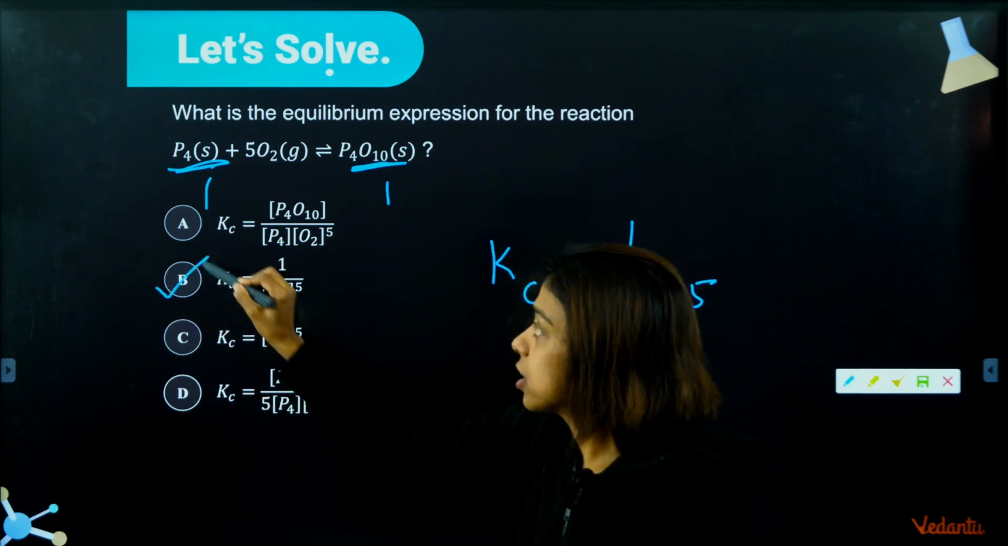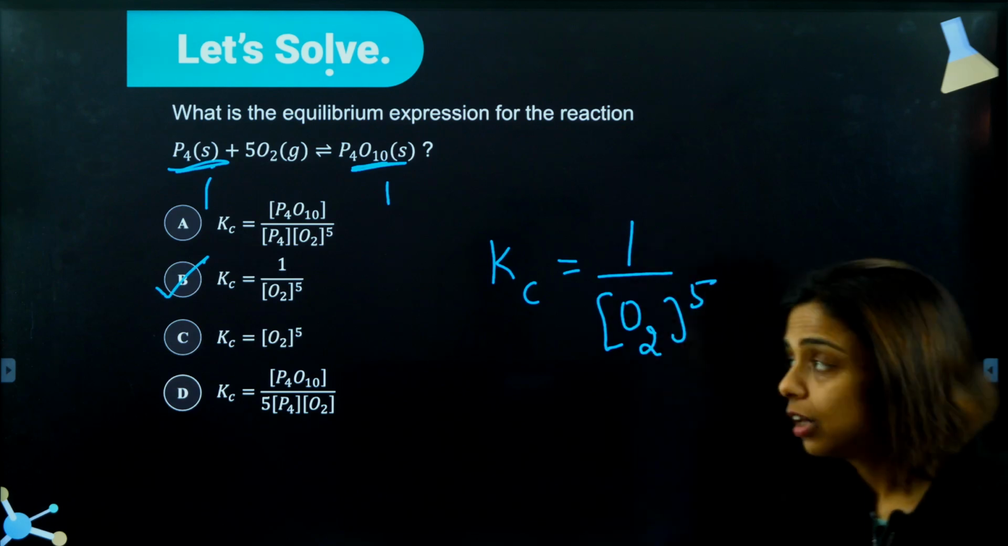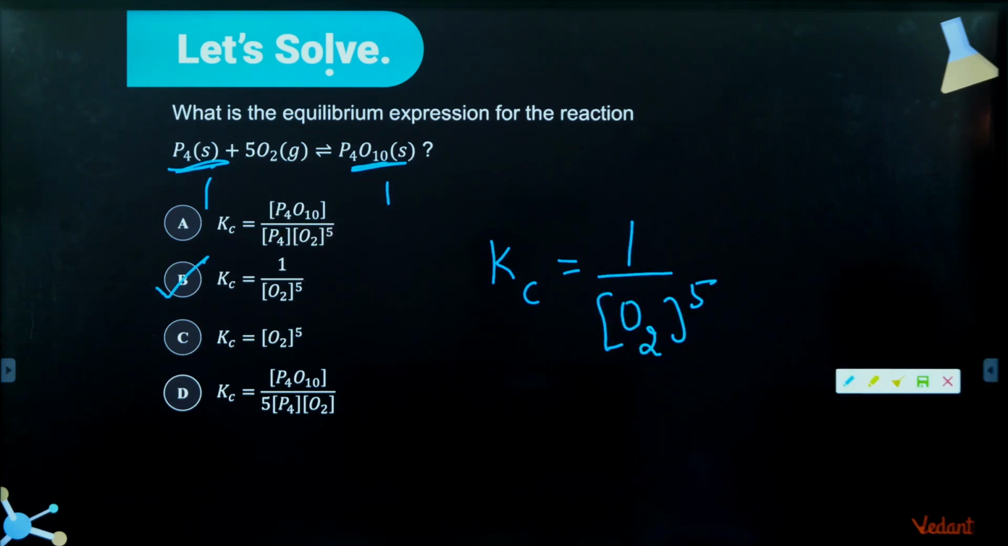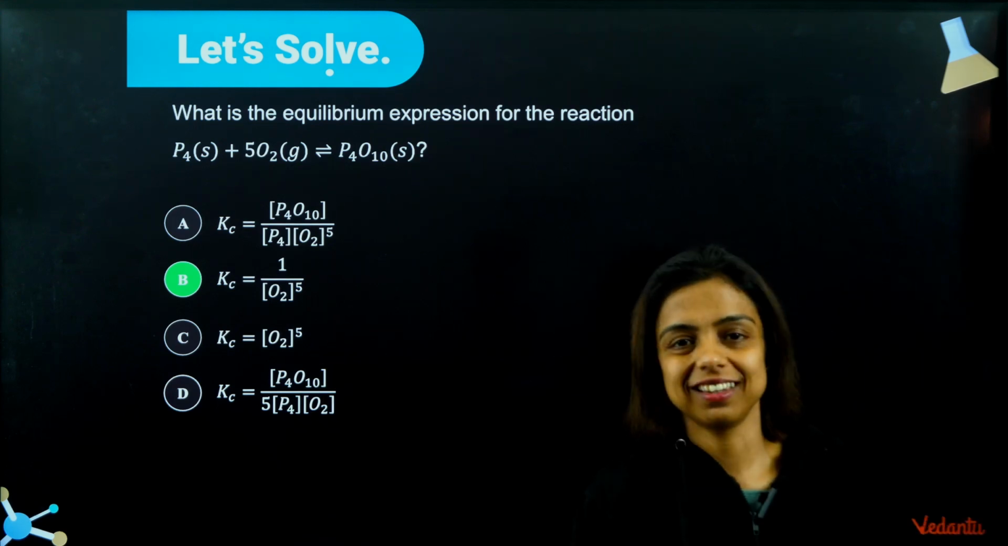The concentration of pure solids and pure liquids are taken to be unity. याद रखना P4 and P4O10 both are solids. Pure liquid, pure solid, 1. So we are left with this expression, guys, right? So the answer indeed is B.